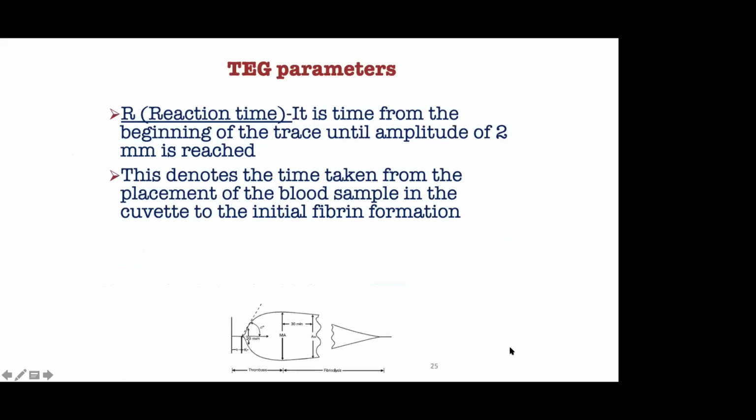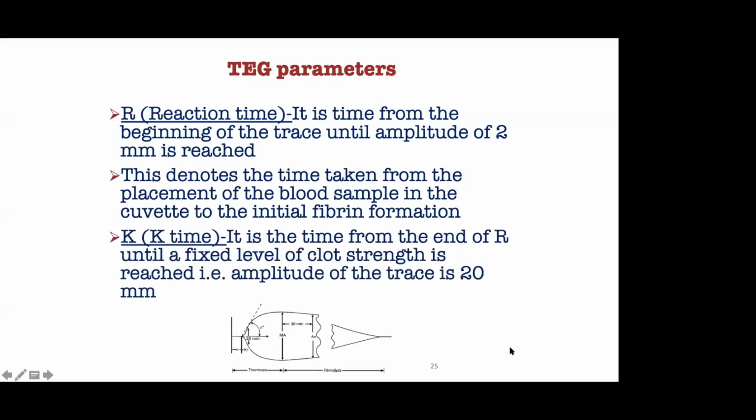That is R, reaction time. It is the time from the beginning of the trace until an amplitude of 2 millimeters is reached. So this denotes the time taken from the placement of the blood sample in the cuvette to the initial fibrin formation. As soon as the fibrinogen is converted into fibrin and the trace is recorded up to 2 millimeters, that time is taken as the R time.